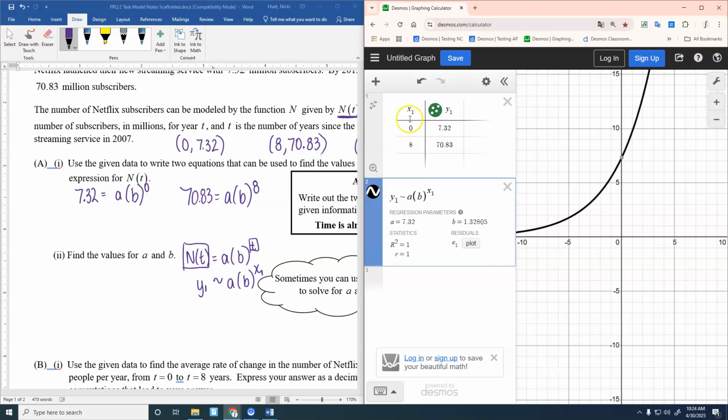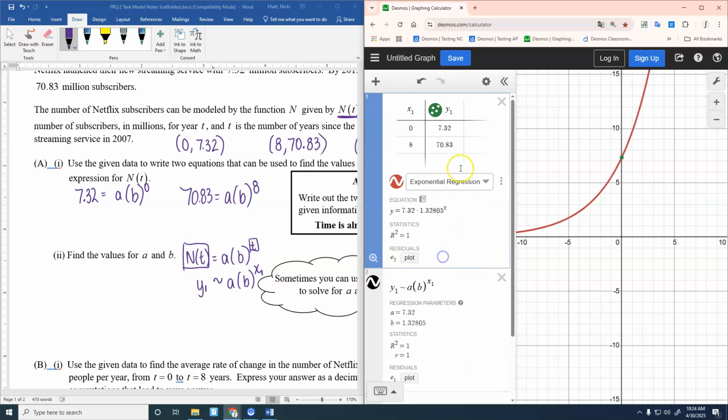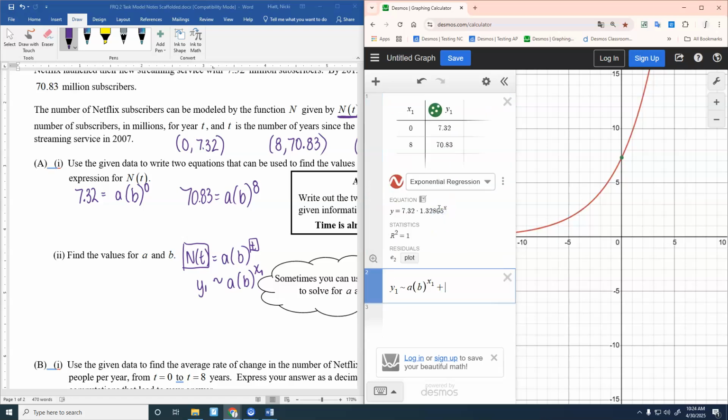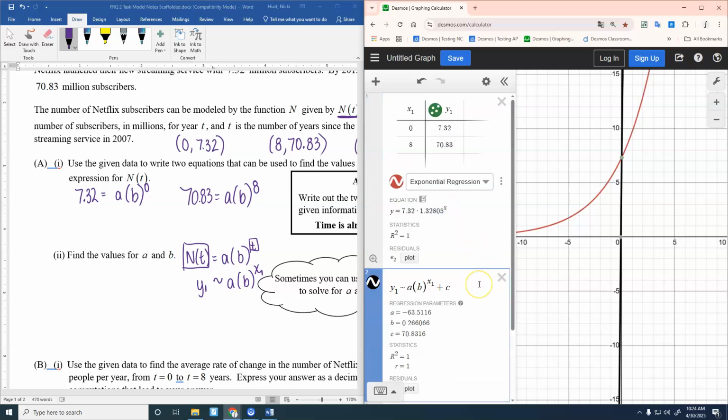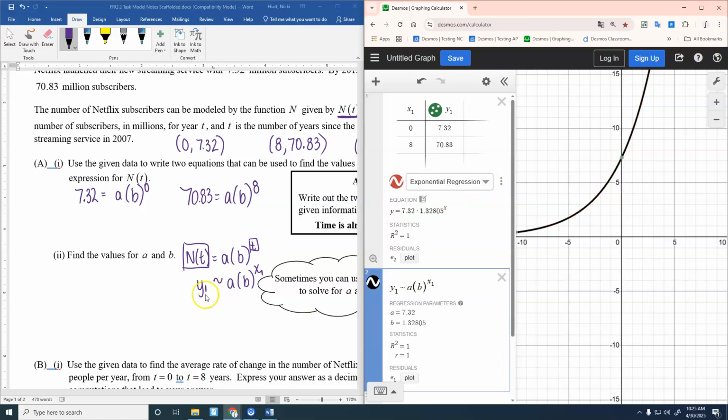Now for this one, you could just change it to exponential regression, but if they put something like a plus c out here on the end, the exponential regression will be wrong. Whereas if you rely on typing it in, you'll still get it right. So it might not hurt to have this be your default.